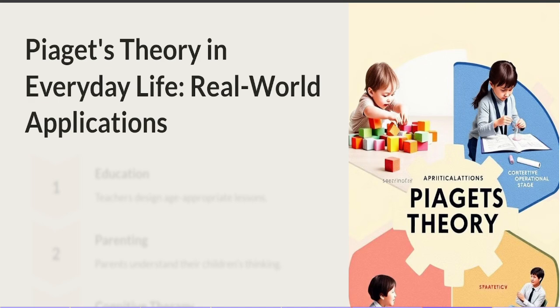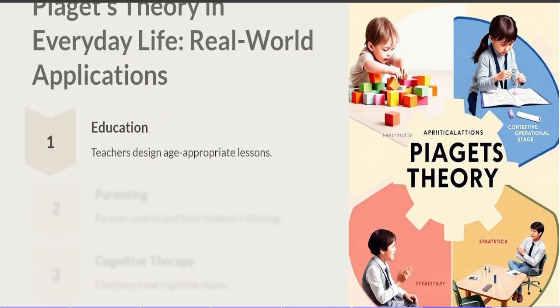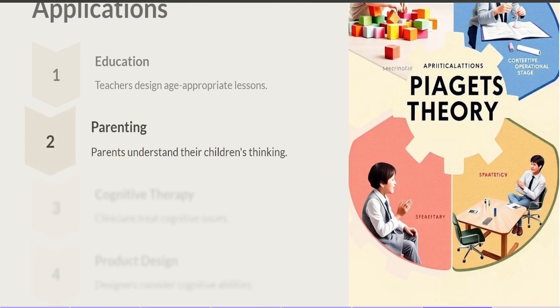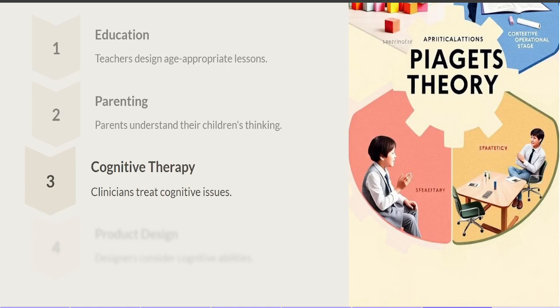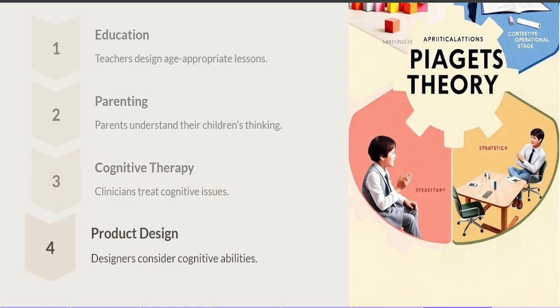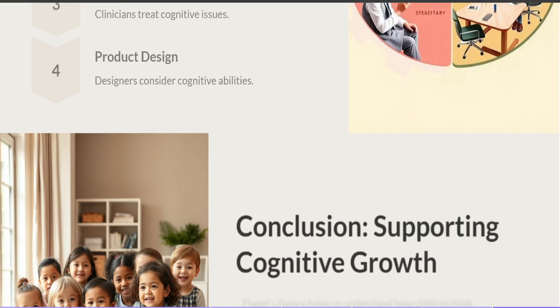This is very important. Teachers design age-appropriate lessons, so this theory helps in that. Parents understand their children's thinking with the help of Piaget's theory. Clinicians treat cognitive issues, which can help in their therapy, lectures and lessons. And designers consider cognitive ability for their best product design.